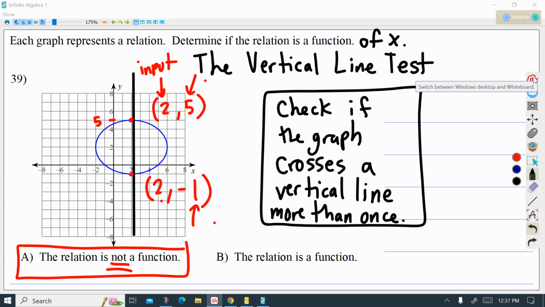It's really kind of a simplification of what's happening here, but it's very simple to understand graphically, and this is something you should be able to do by looking at it. Most of the time, the vertical line that you'll use will be your pencil. So let's go try it. All right, number 40.